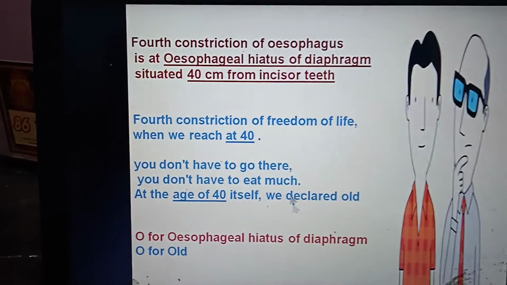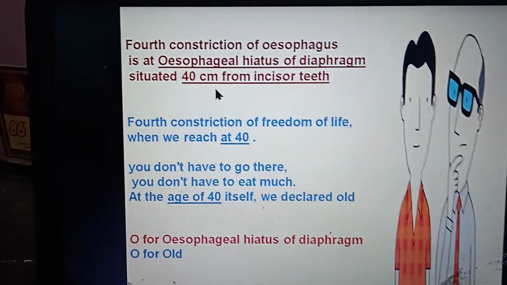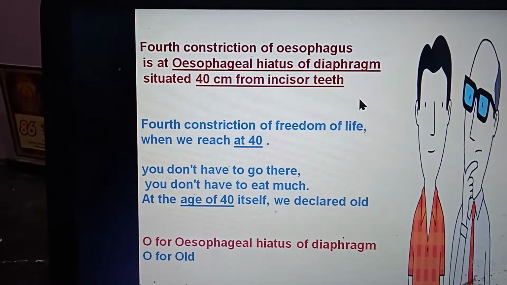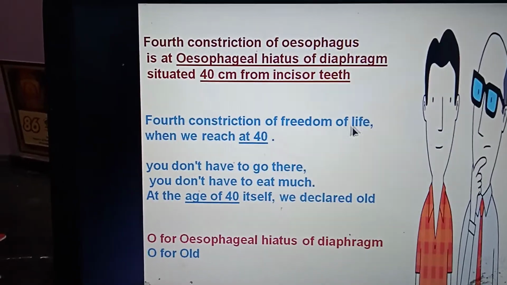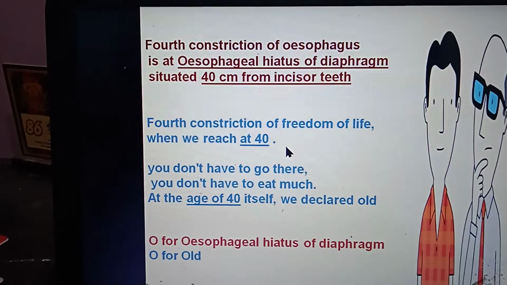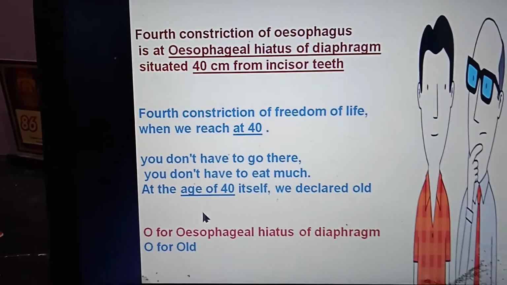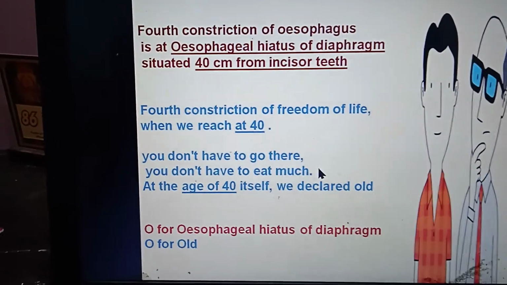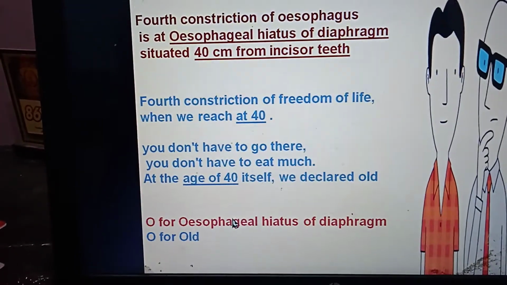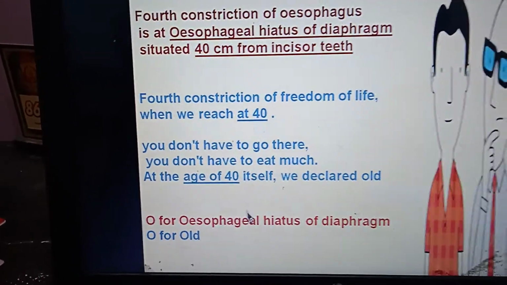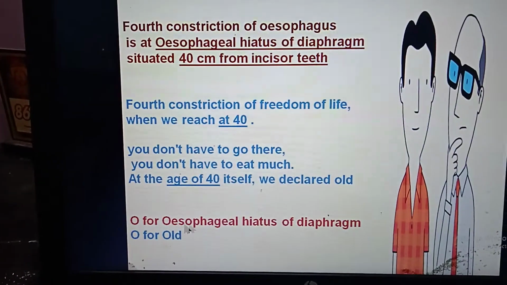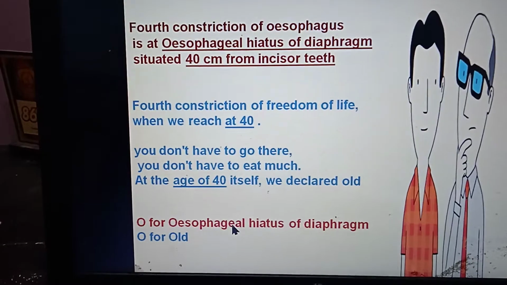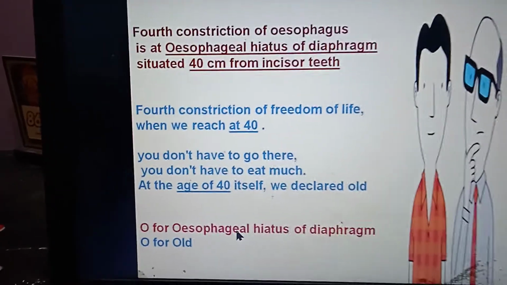Now fourth constriction of oesophagus is at oesophageal hiatus, which is 40 centimeter from the incisor teeth. And fourth constriction of freedom of life when we reach 40. At the age of 40 itself, we are declared old. You don't have to go there. You don't have to eat much. Yes, there are so many restrictions in our life. So O for oesophageal hiatus of diaphragm and O for old, which lies at the 40 centimeter from the incisor teeth.